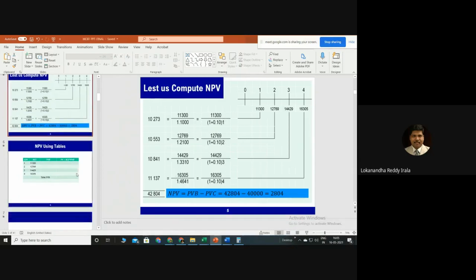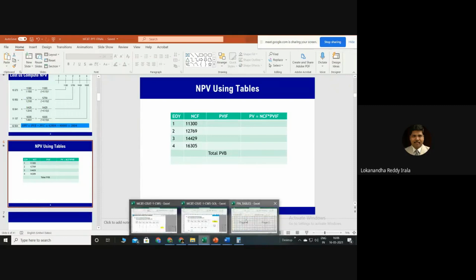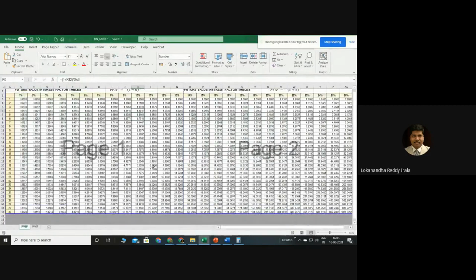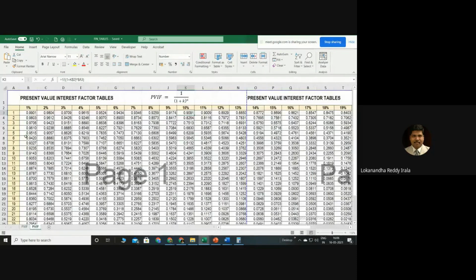So as an alternative calculation, we can calculate NPV using what are called finance tables or present value interest factor tables. The present value interest factor tables will be given at the end of each textbook, or you can make your own copy of the tables in an Excel sheet. The present value or future value tables contain pre-calculated values for different combinations of percentages and different combinations of years.